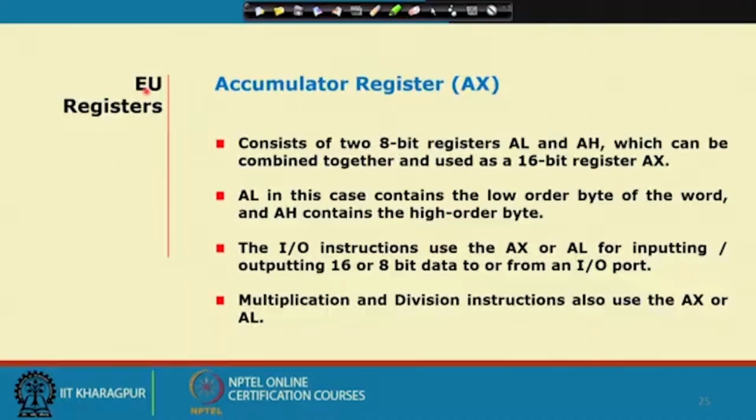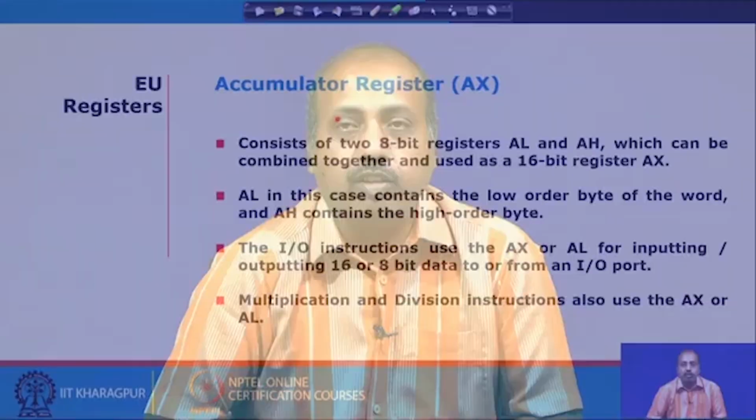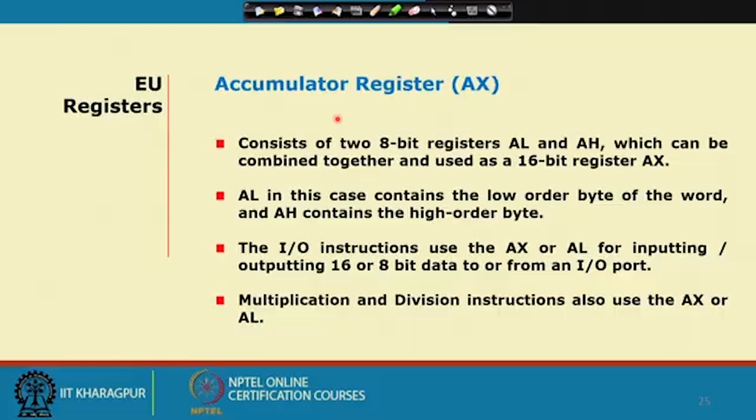Accumulator register or AX. So, we will look into these registers that we have in this execution unit. The first one is the accumulator register. As I said, it can be considered to be two 8-bit registers AL and AH, and they can be combined together and used as a 16-bit register AX. AL contains the lower order byte and AH contains the higher order byte. So, AL is the lower order one, AH is the higher order one.